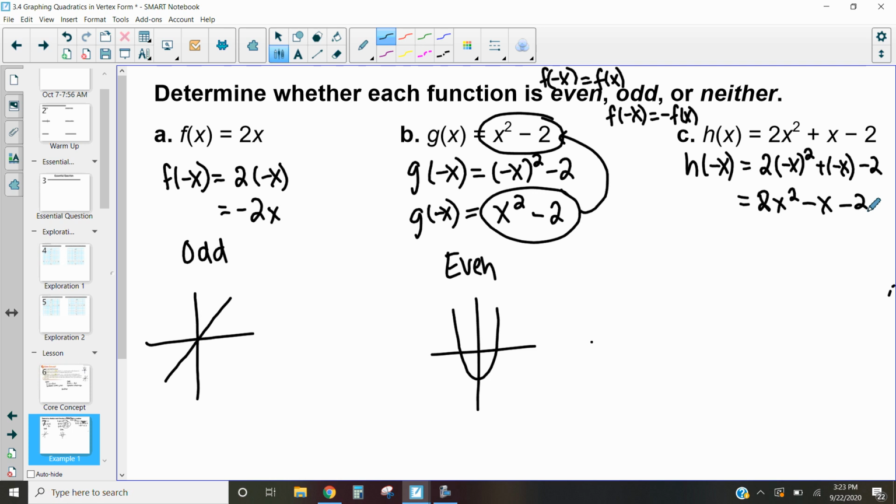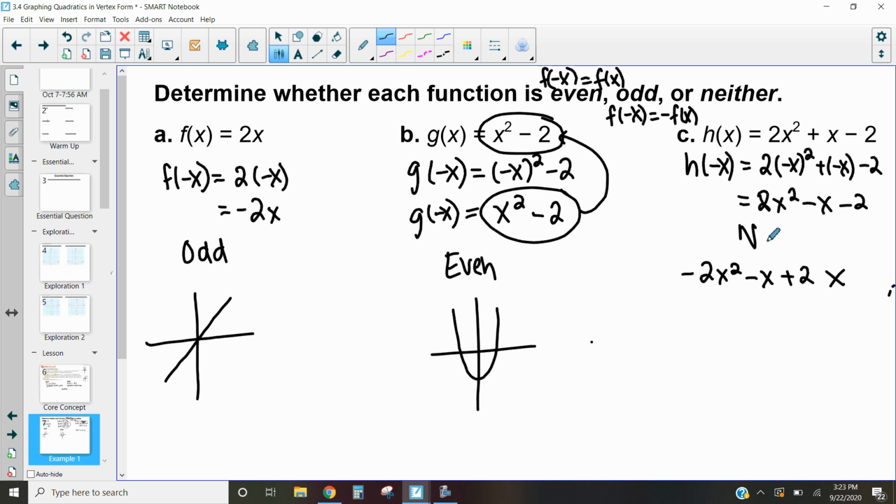Now let's take a look at this one. This is not the negative version of our original one, because the negative version would look like this: negative 2x squared minus x plus 2. So it's not the negative version of it, so it's not odd. And it doesn't look exactly the same, so it's not even because the sign on our x changed.